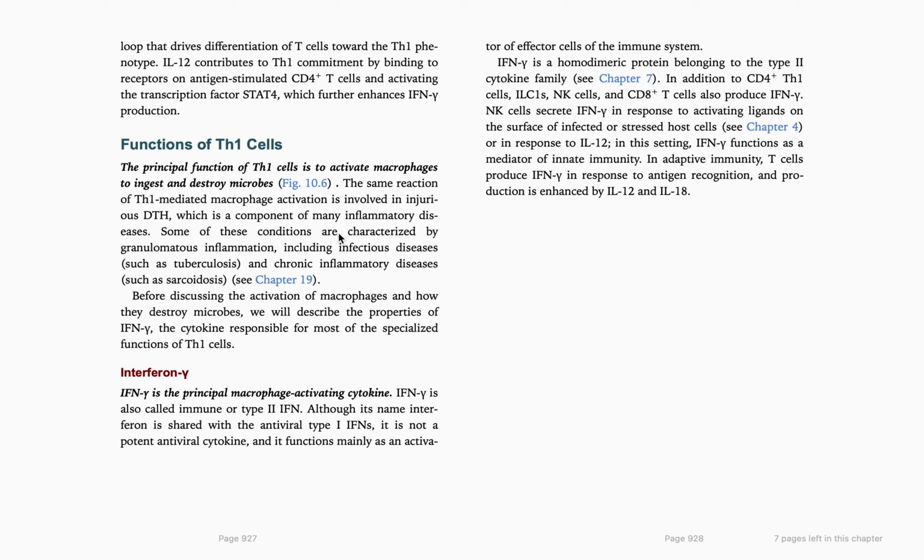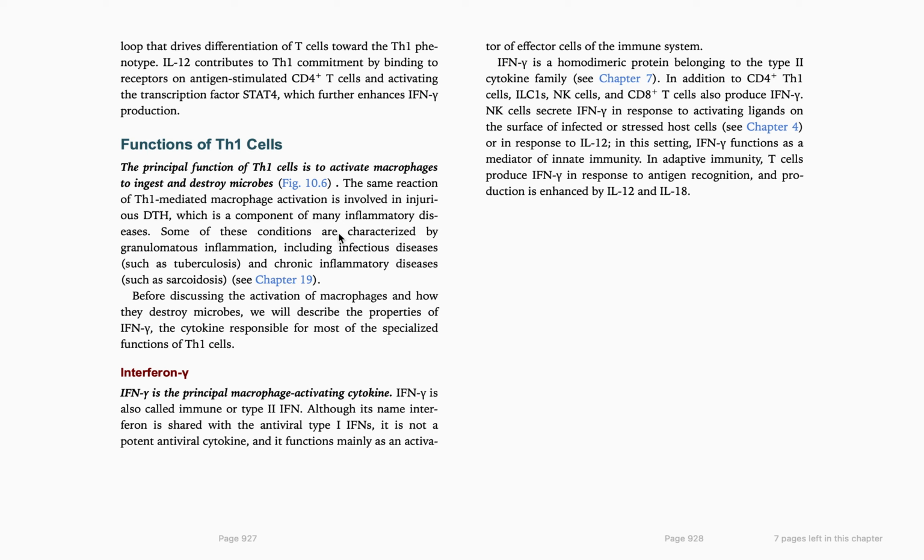Interferon gamma. Interferon gamma is the principal macrophage-activating cytokine. Interferon gamma is also called immune or type 2 interferon. Although in its name interferon is shared with the antiviral type 1 interferons, it is not a potent antiviral cytokine and functions mainly as an activator of effector cells of the immune system. Interferon gamma is a homodimeric protein belonging to the type 2 cytokine family, seen in chapter 7.